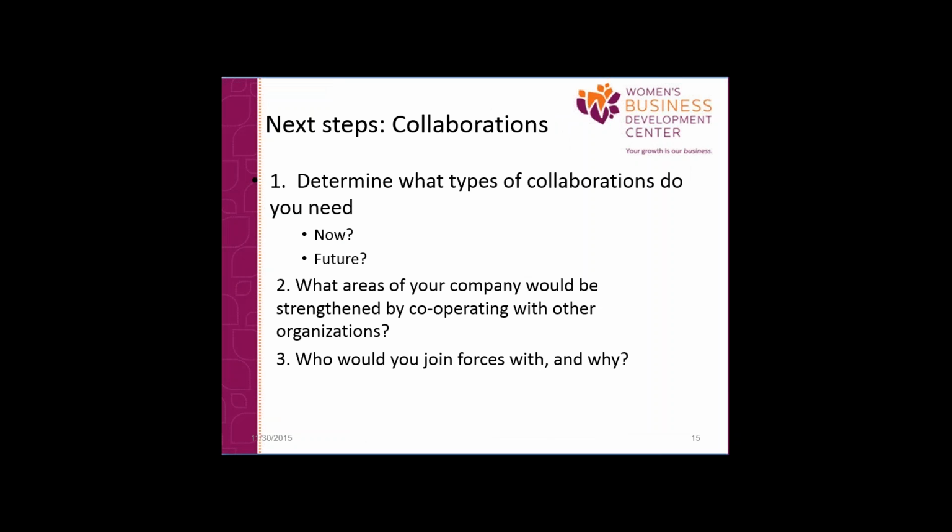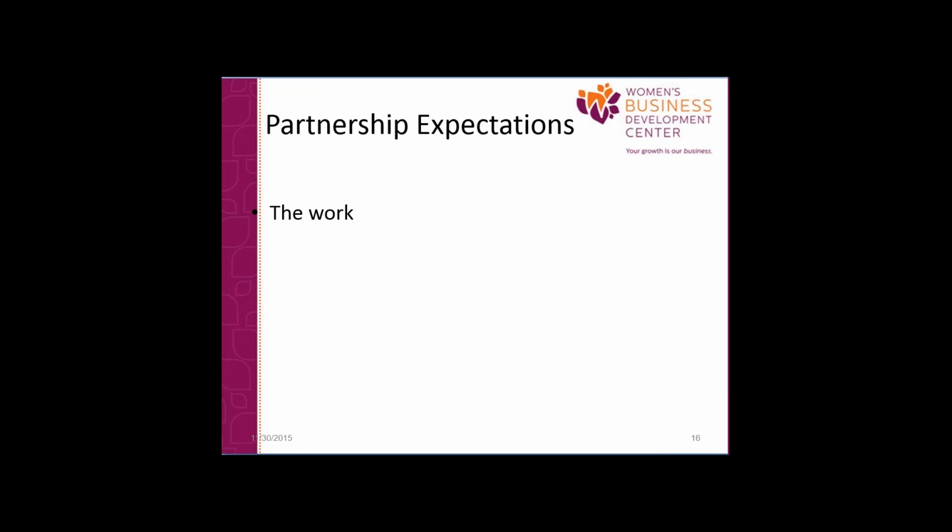So the next step then is like, okay, so what type of collaboration do I need now and in the future? And what areas of my company would be strengthened by cooperating with other organizations, and who joins forces with me and why? So we want to look at 3 areas of partnership expectations. The work, which is now that you've figured out why it would be in your best interest to collaborate, how do you find partners, suppliers, and business alliances, and how do you initiate a partnership? How do you ensure a good partnership?